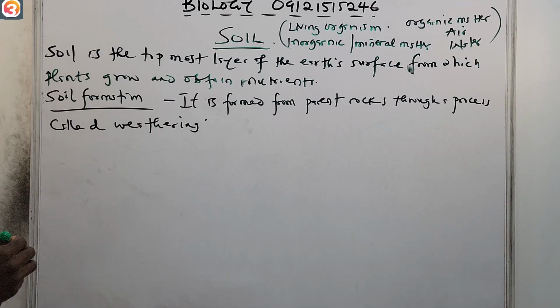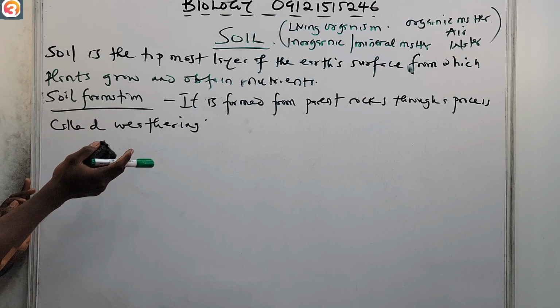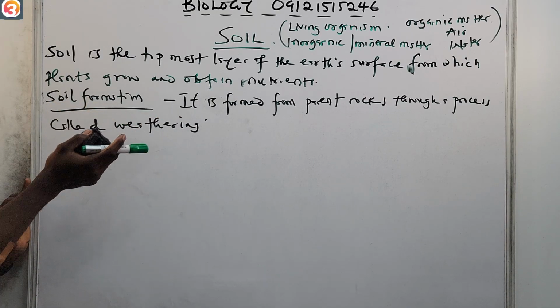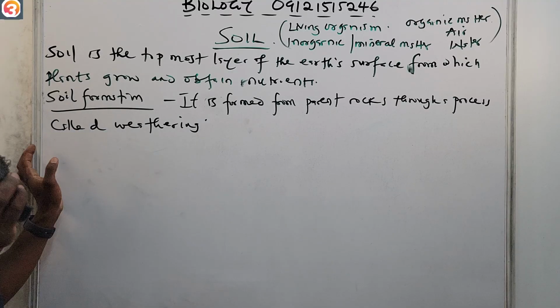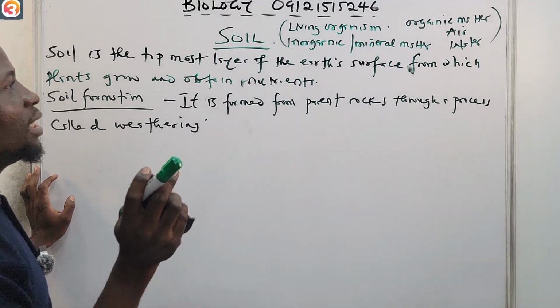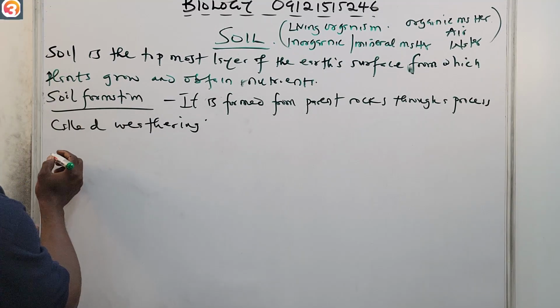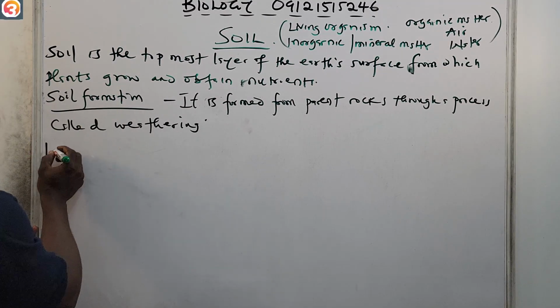So soil formation. Soil is formed from parent rocks through a process that is called weathering. And weathering is not a new term to you. This is not the first time you're hearing about weathering. So first of all, what is weathering? We said that weathering is a process of gradually breaking down rocks.